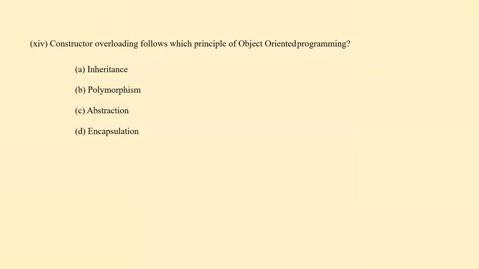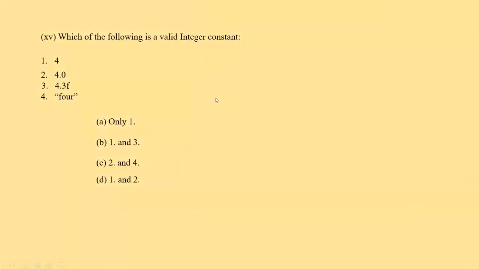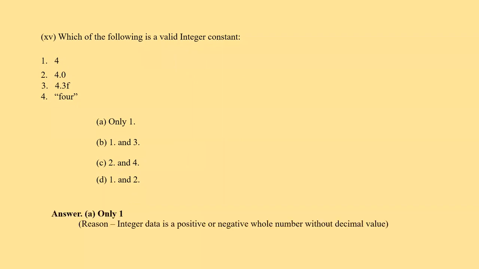Next question. Constructor overloading follows which principle of object-oriented programming? Options are inheritance, polymorphism, abstraction, encapsulation. The answer is polymorphism. Function overloading or constructor overloading is an example of polymorphism. Next question. Which of the following is a valid integer constant? 4, 4.0, 4.3f, and within double quotes "4". Options are only 1, 1 and 3, 2 and 4, 1 and 2. The answer is only 1. The reason: integer data type is a positive or negative whole number without a decimal value.